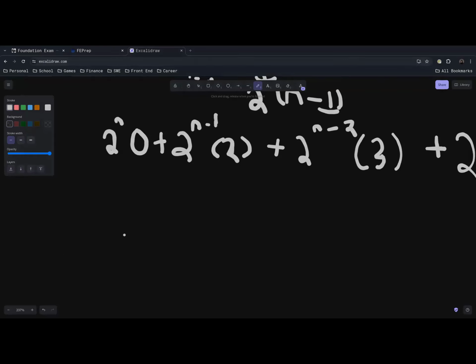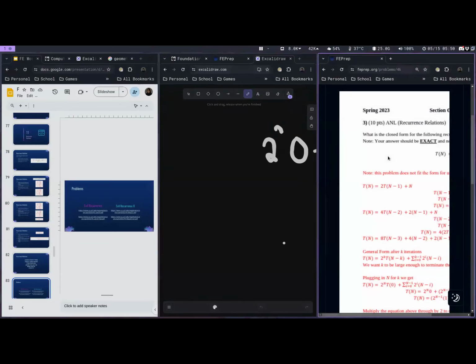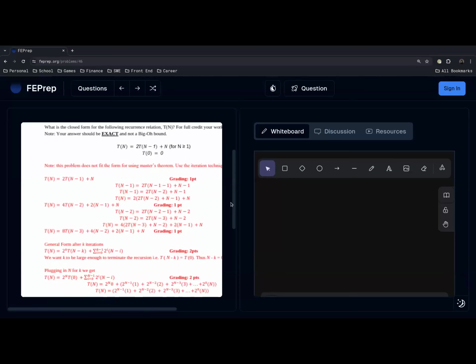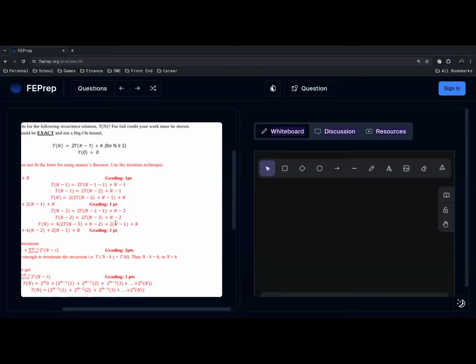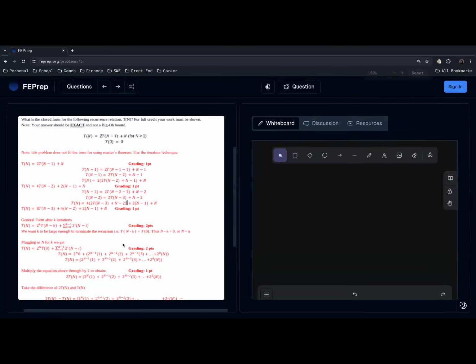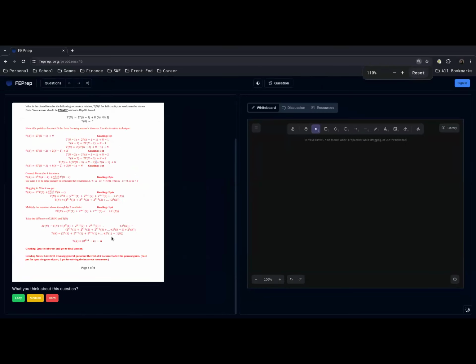Okay, cool. So I don't know how I'd be able to derive it myself, but I can explain it to you guys. I have the idea of how it works here. Oh, it's embedded. Wow, PDF viewer. Good job, FE Prep team.